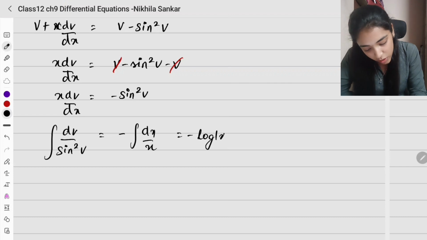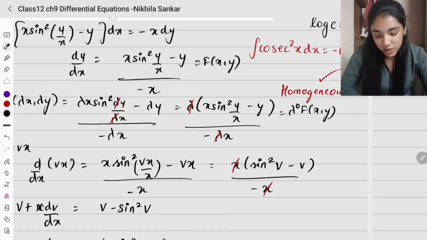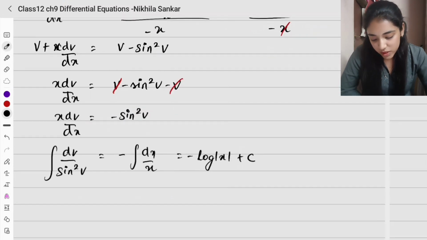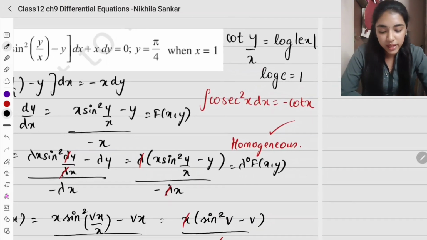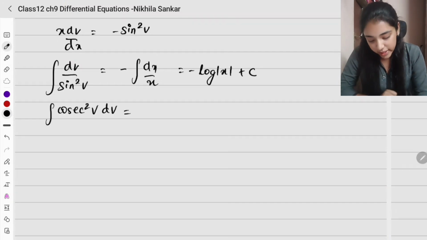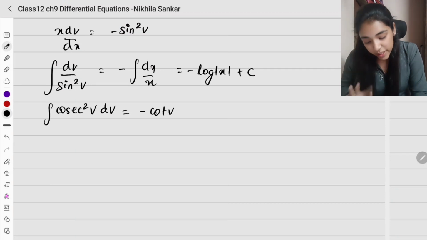This side it is minus log mod x plus c. What do I have on the left hand side? It is 1 by sin square v, which is cosecant square v. I can write this as cosecant square v dv, whose integration is minus cot v. Simple. So this is my left hand side.